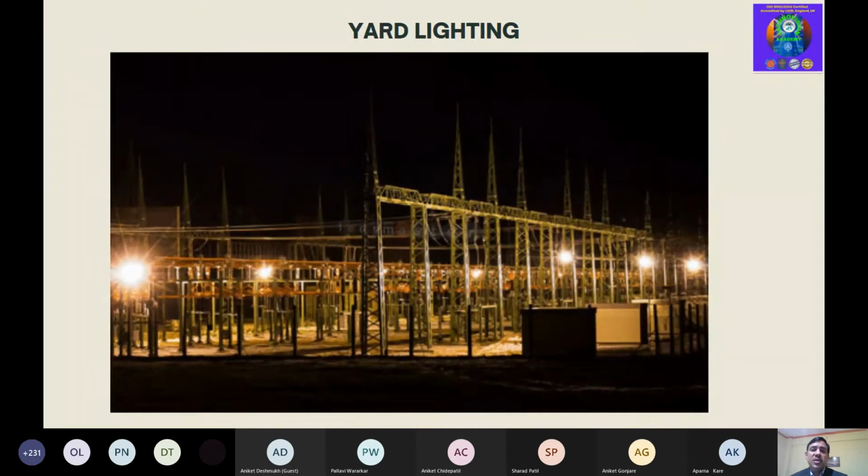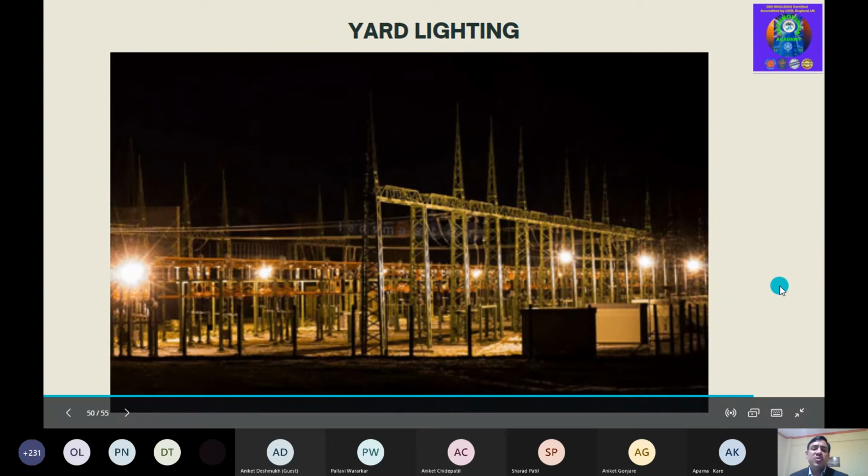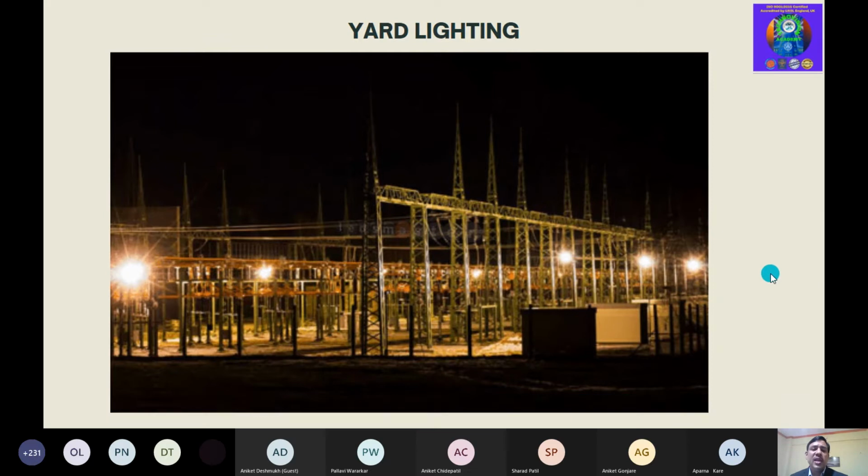Because of the less light in the switchyard at the start of my career, I actually saw one accident in the EHV station itself. Because of that less light, we were working with just one focus light only. So there may be many issues. So yard lighting is most important, and it also protects against theft, because nowadays anything can happen.